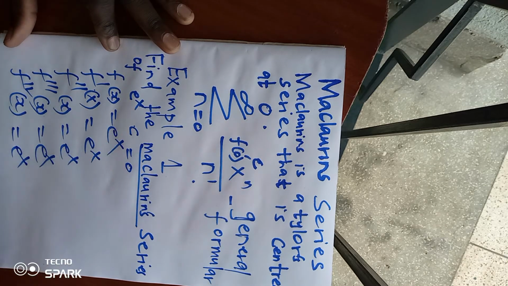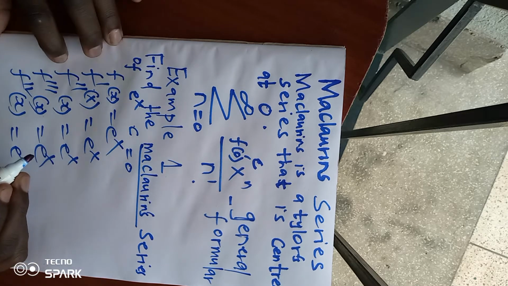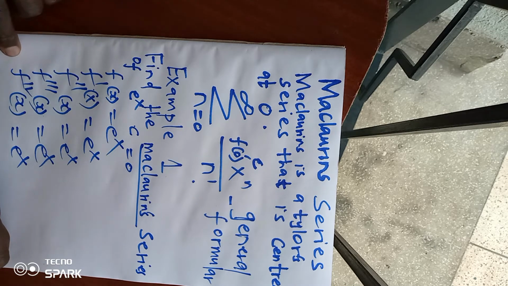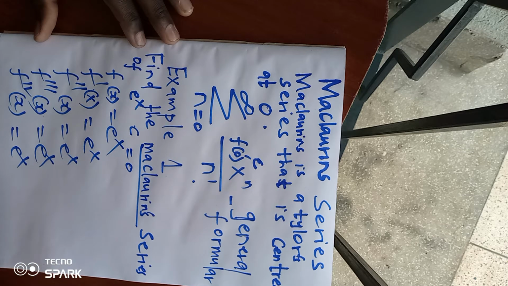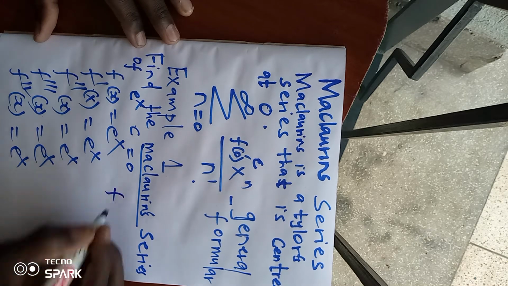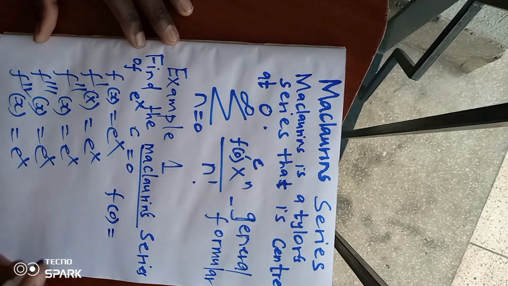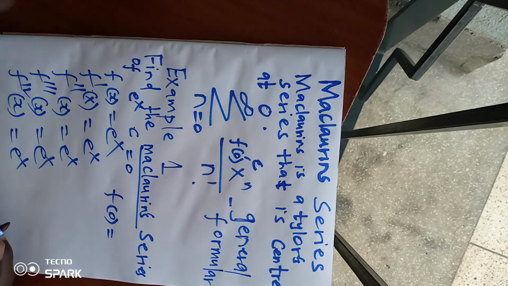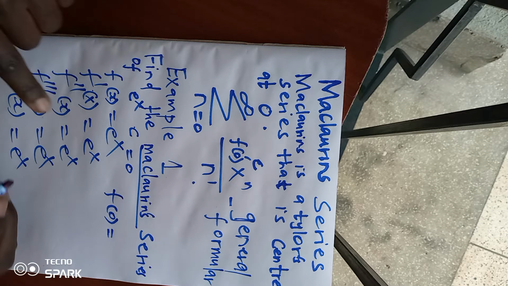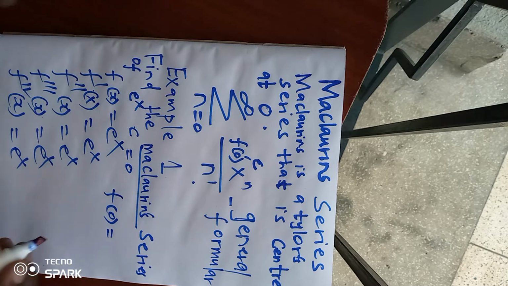We have realized that when we derive e exponential for the first derivative, second, third, and fourth, and even when you go to the fifth and sixth, it still remains the same as e exponential. Let us look at the centers now. The center of this series is at zero since it is a Maclaurin series, so we'll replace the center with zero.